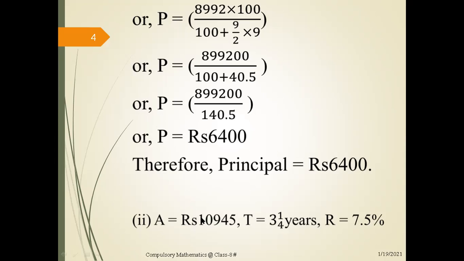And in number 2, look here, amount is given 10,945, time is given 3 whole number 1 by 4. This means 3 fours are 12 plus 1, 13 by 4. This is a mixed fraction, you can write it as improper. Rate equals 7.5% per annum. Look here, how to solve it. This is the classwork, you can do it easily. It is similar to the first solution I showed, and the same thing will be followed here in this classwork.